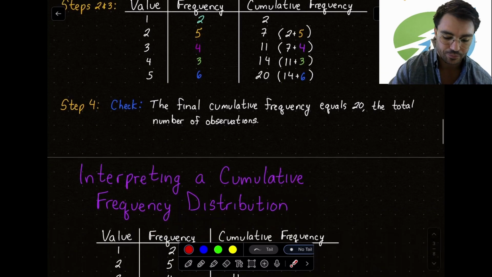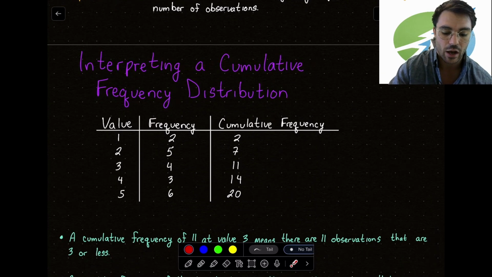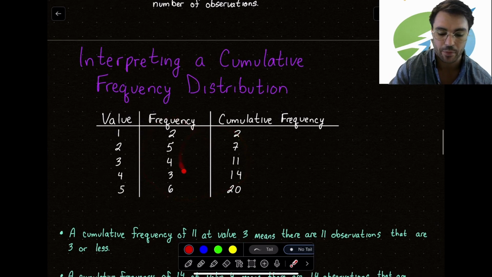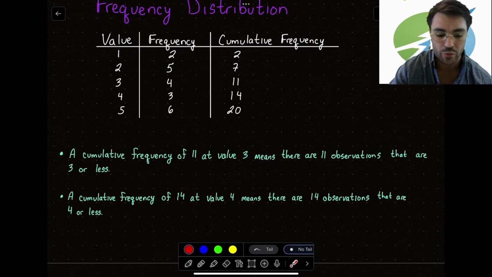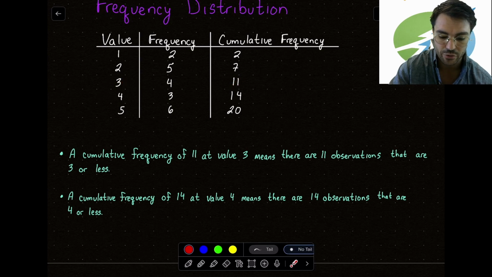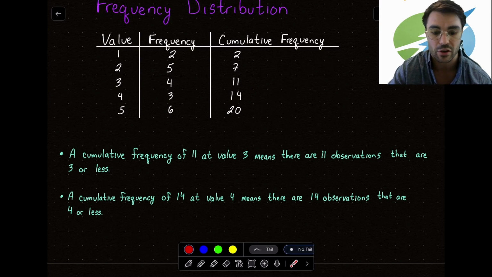Another super easy topic. Interpreting a cumulative frequency distribution. Here I just copied over our previous one. To answer the questions we had at the top, a cumulative frequency of 11 at value 3 means there are 11 observations that are 3 or less. All of these are 3 or less: 4, 5, and 2 add up to our 11. A cumulative frequency of 14 at value 4 means there are 14 observations that are 4 or less. That's how we read it.